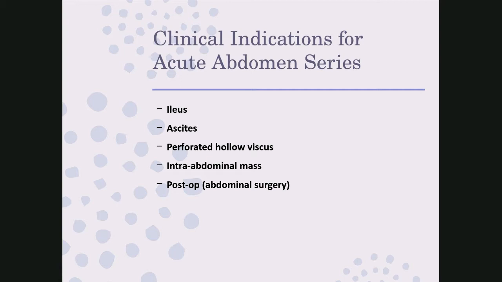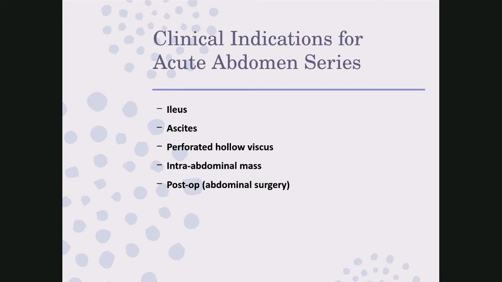All right? If the patient has a suspected ileus, which is a small bowel obstruction, okay, if they have ileus or they have ascites, which is an abnormal fluid in the abdomen, I usually call it a doughy abdomen, or they have a perforated hollow viscus, meaning the bowel is perforated or their stomach is perforated, which allows for free intraperitoneal air, or they have a mass in their abdomen, or they are post-op abdominal surgery, then they might order an AAS.